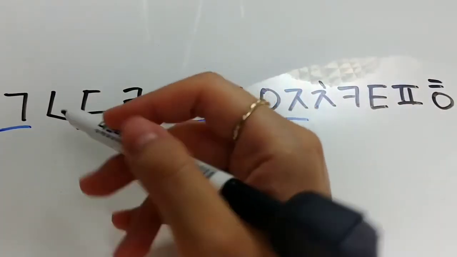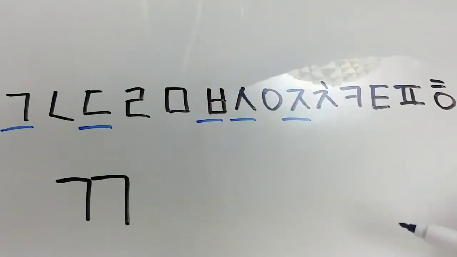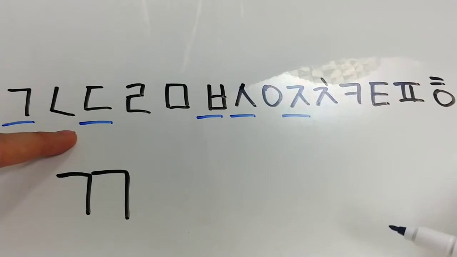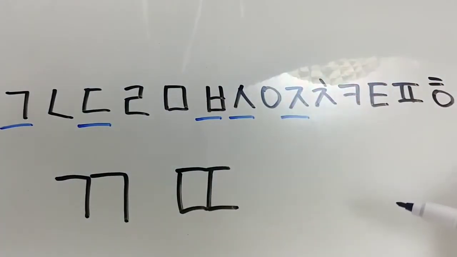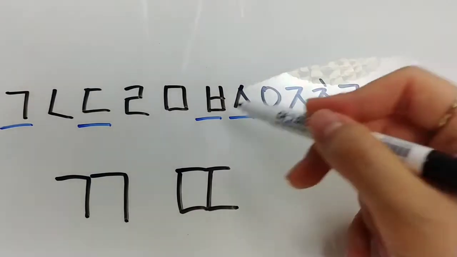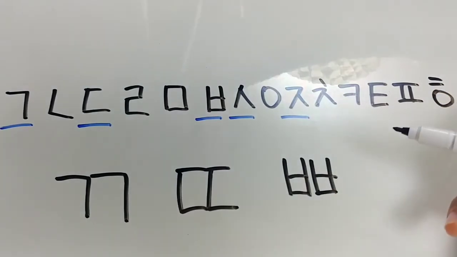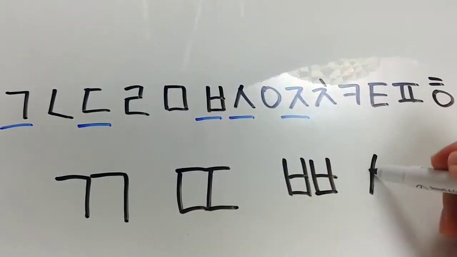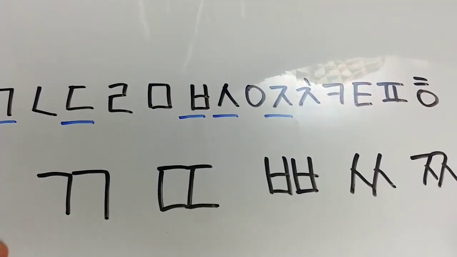For example, this is 기역, and this is 쌍기역. This is 티귿, and this is 쌍디귿. Yeah, actually it's just double it. And 피읍, 쌍비읍, 시옷, 쌍시옷, and 지읒, 쌍지읒. Only these 5 consonants can be the double consonant.